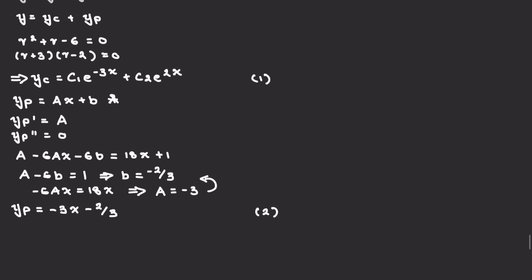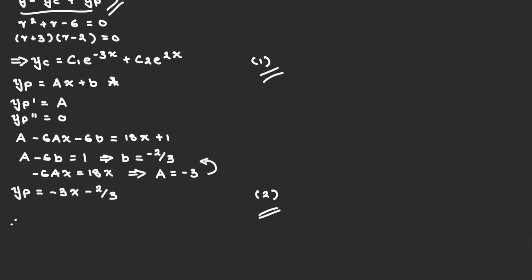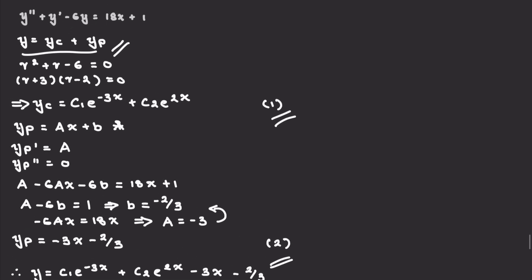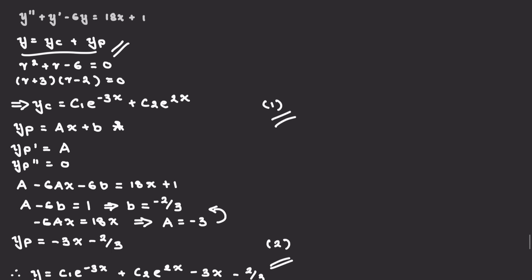And so we just plug both equations, our first and our second, into the superposition principle that we wrote down at the start of the problem, and we get our final solution: y equals c1 e to the negative 3x plus c2 e to the 2x minus 3x minus 2 over 3. And this is how you solve ODEs with undetermined coefficients.